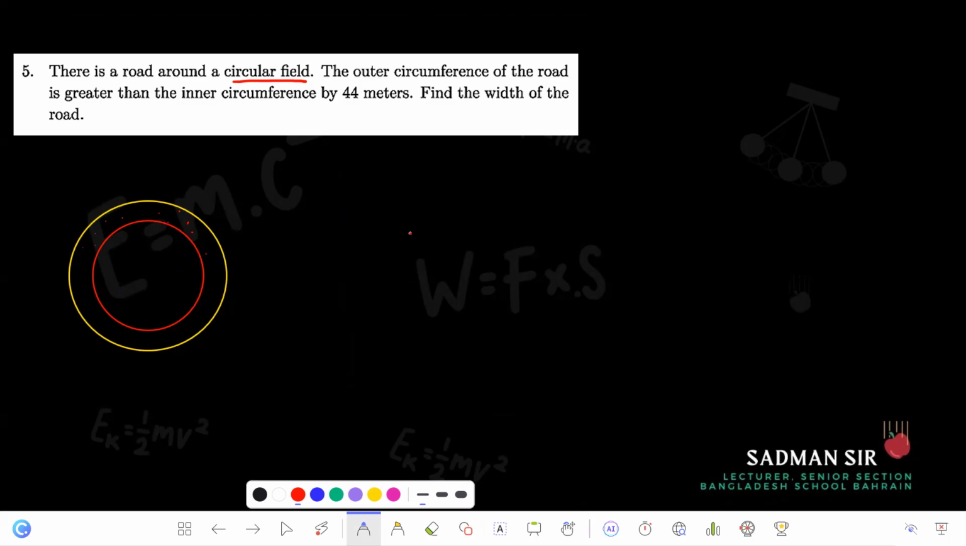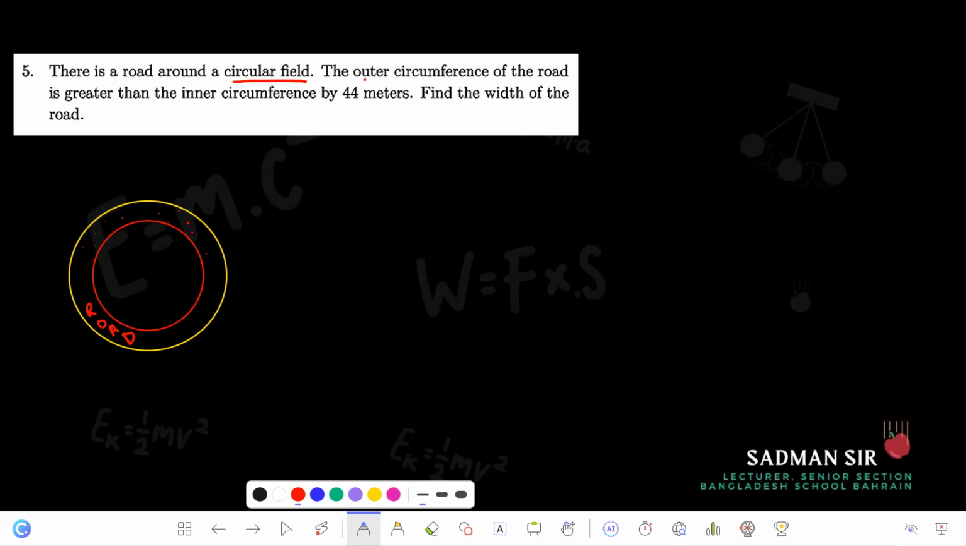Now, the outer circumference of the road. The outer circumference of the road means the yellow line. If this is our road, then the yellow line is the outer side of the road, and the inner side of the road is the red line. So whenever they mention inner circumference, you will understand that they are talking about the red circle, and whenever they mention the outer circumference, they are talking about the yellow one.